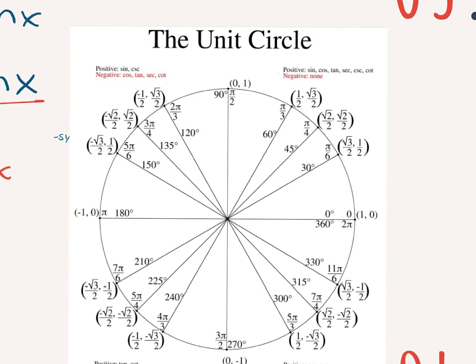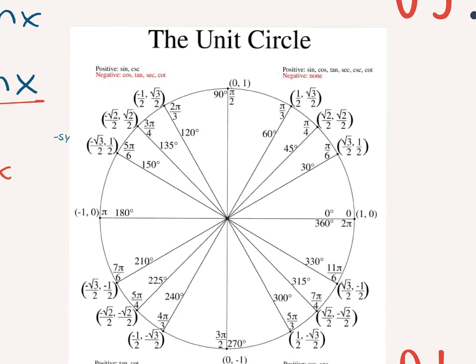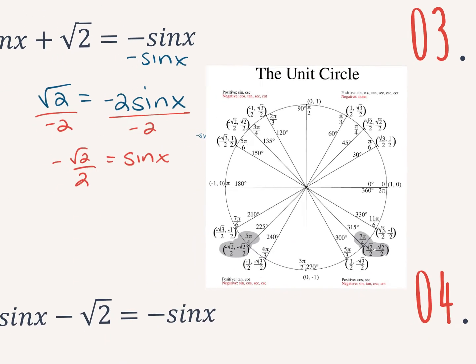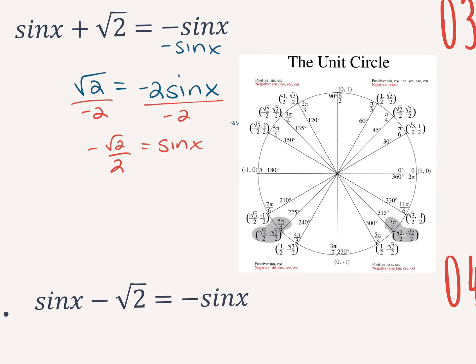Where on my unit circle is there a negative root 2 over 2 for y? 5 pi over 4 and 7 pi over 4. Good. Everybody sees that? Okay, so those are my two angle answers: 5 pi over 4, 7 pi over 4. And then to those, I'm going to add 2n pi.